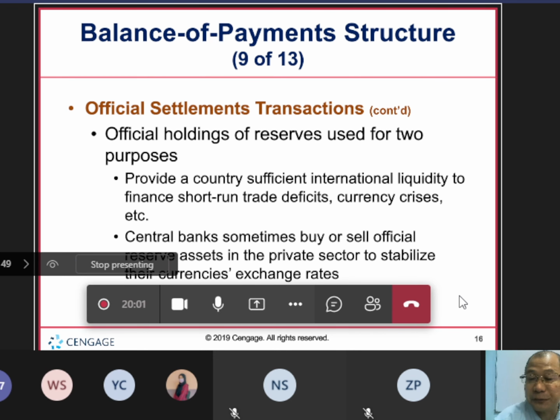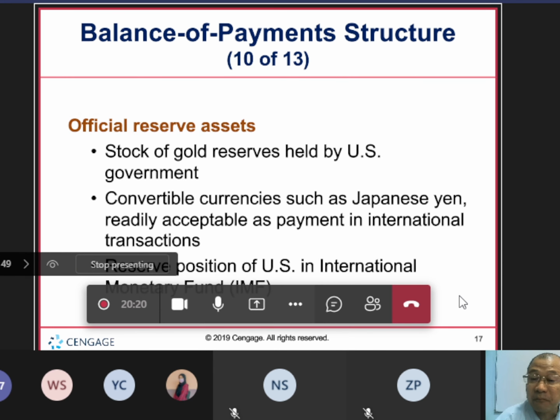Official holdings of reserves are used for two purposes: to provide a country sufficient international liquidity, and to finance short-term trade deficits, currency crises, etc. Central banks sometimes buy or sell official assets in the private sector to stabilize the exchange rates.